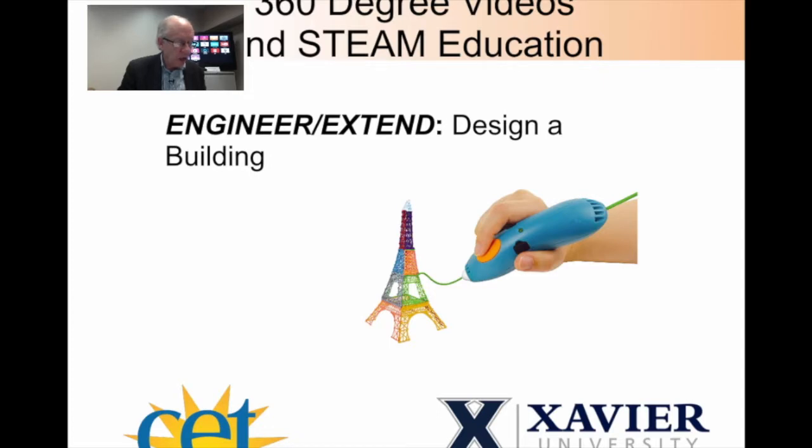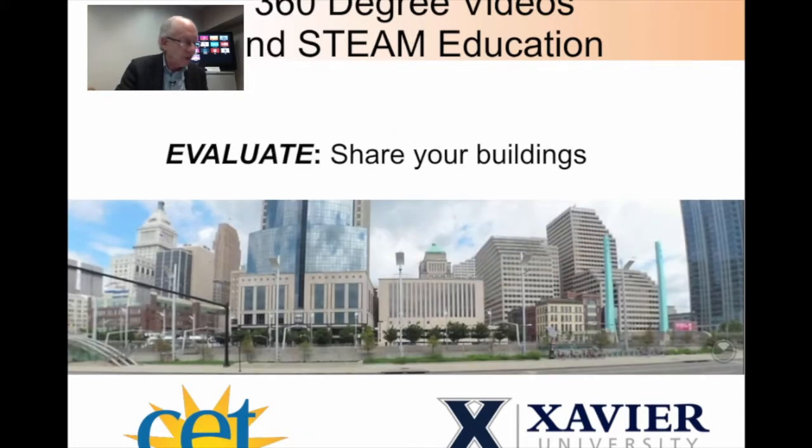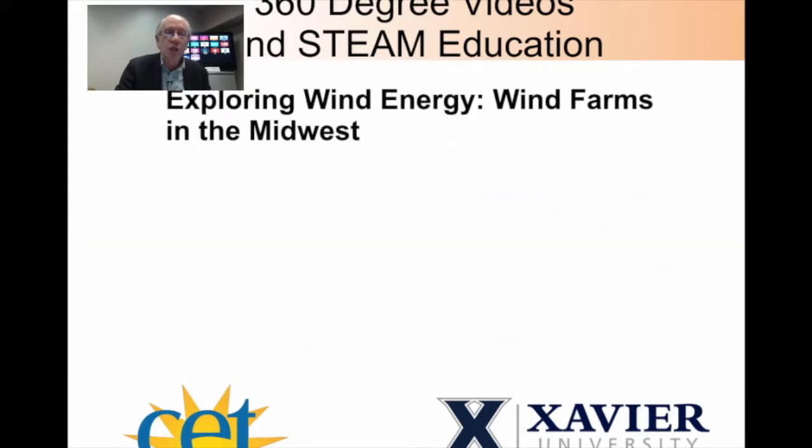After you create your model, you tell the group what you think's good about it and what could be changed next time. You do a little improvement round. And then in the evaluate stage, students make a quick video description of their building project and share it out with their partners in the group and with the teacher.